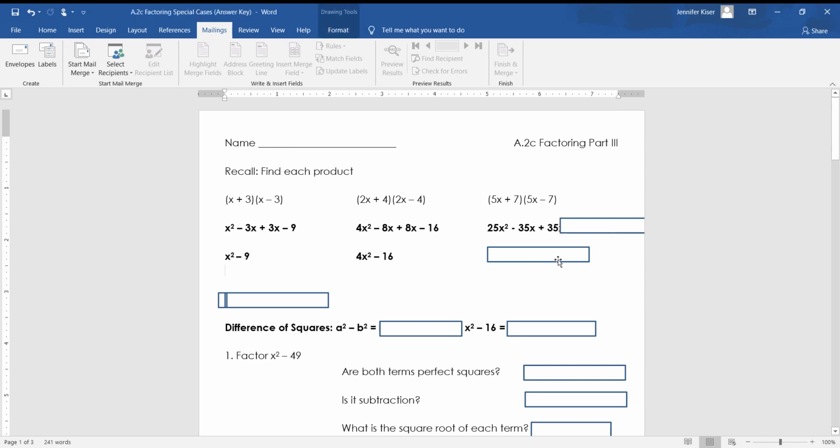And then lastly, you'll do 7 times the -7. So that'd be -49. And then you'll combine the -35x and the 35x here. So they'll cancel. So you'll have 25x squared minus 49.